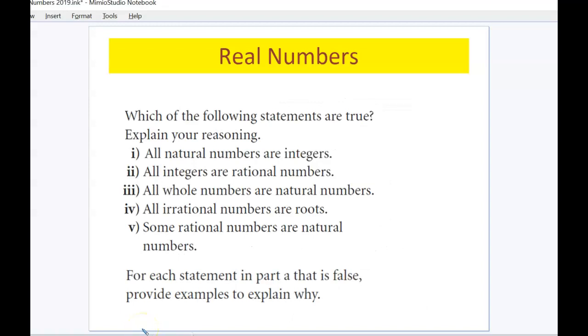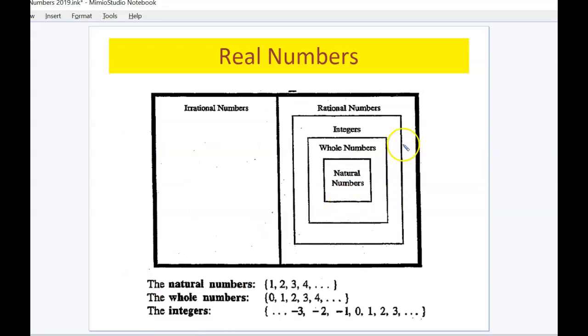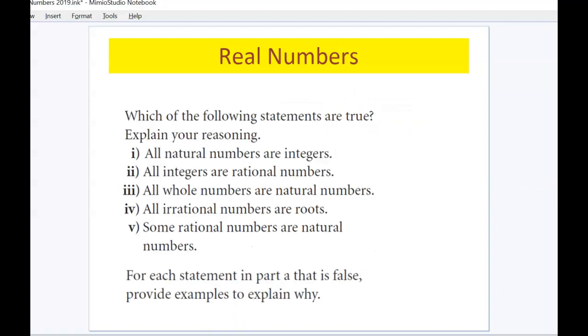Okay, let's look at the following statements and see which are true. All natural numbers are integers. Well, natural numbers fall into the category of rationals, and they also fall into the category of integers. So yes, that's a true statement. All integers are rational numbers. Yes, because all integers can be written over 1. All whole numbers are natural numbers. No, that's a false statement because 0 belongs to the group of whole numbers and not to the natural numbers.